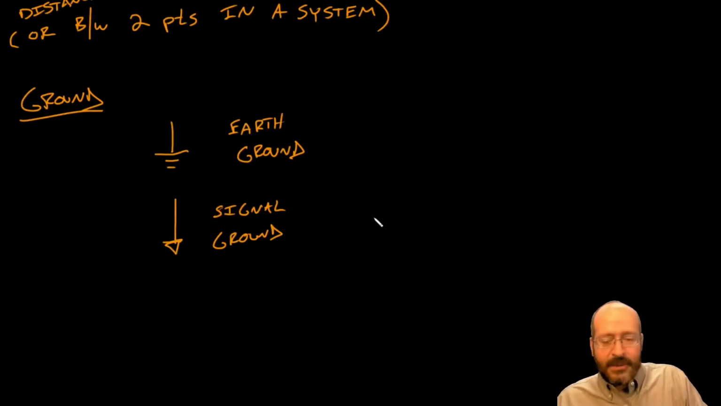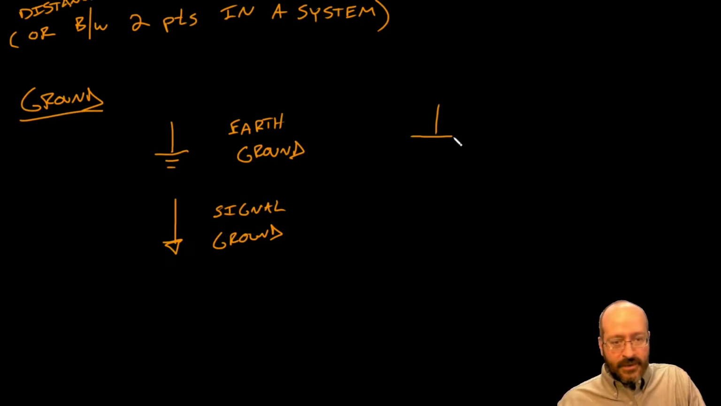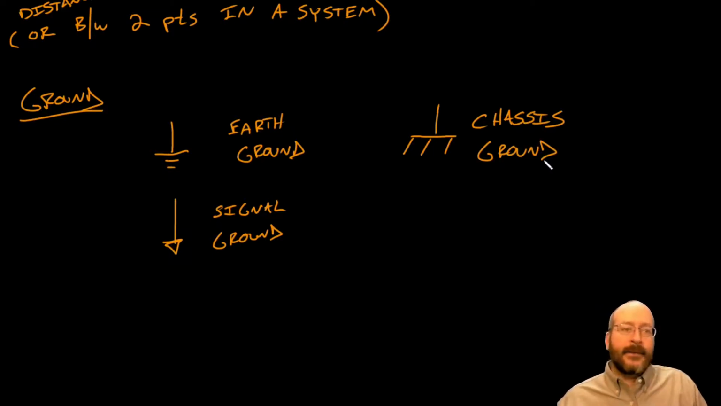So the other common type of one that you're going to see is a chassis ground, and that ground looks like this. Okay, these come off at a slight angle, and that's called the chassis ground. Okay, and the chassis ground is exactly what it sounds like. It's the chassis of the device you're using. So if we're looking at the power supply like we did in the last video, then it's going to be the chassis of that electronic device.